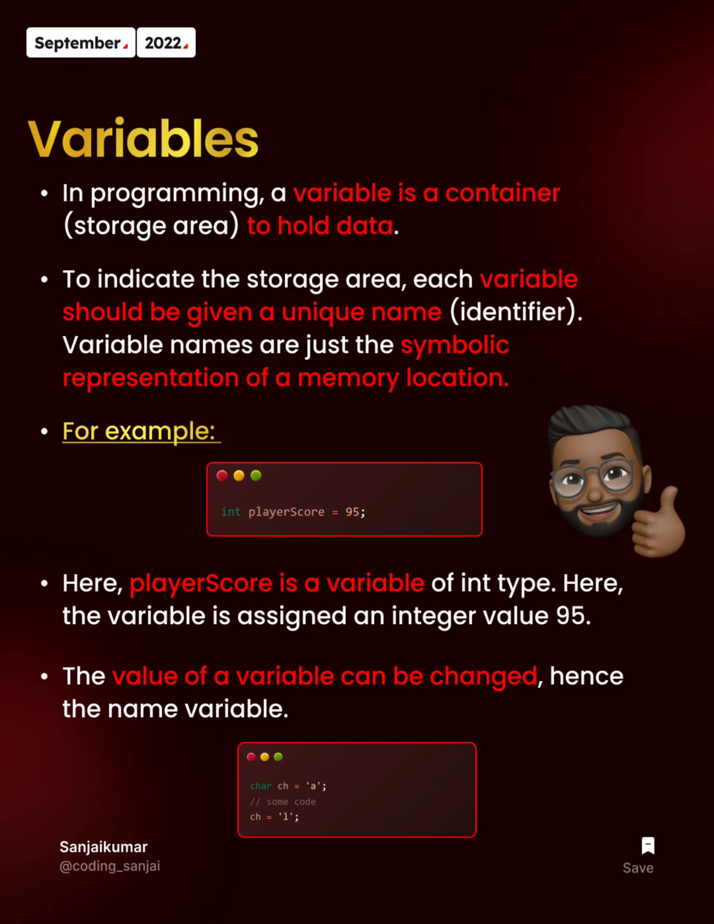For example, in playerScore = 95, playerScore is a variable of int type. Here, the variable is assigned an integer value 95. The value of a variable can be changed, hence the name variable.